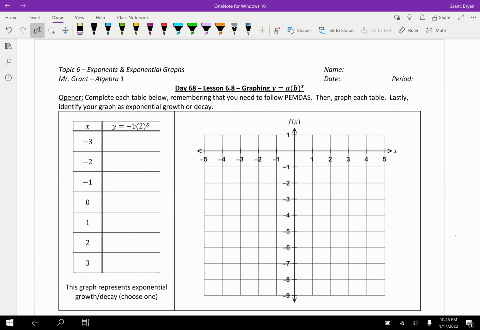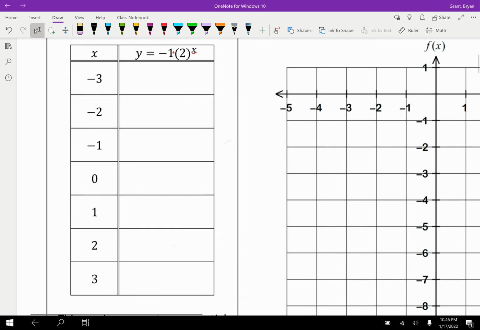And once you have that done, you need to decide if this table and graph show exponential growth or decay. You can use your calculator to assist you on this, but you should also be able to do this without your calculator. It is up to you, but you should challenge yourself to try it by hand. Ready, set, go. All right, so you're back. So let's take a look at that math.